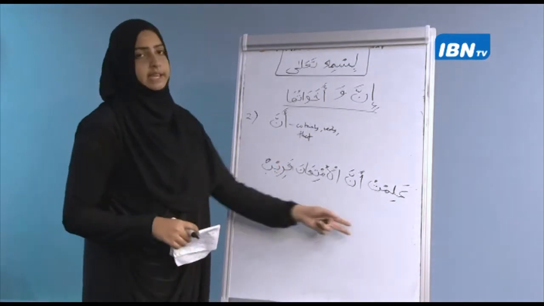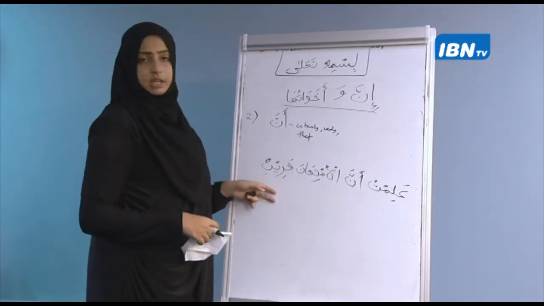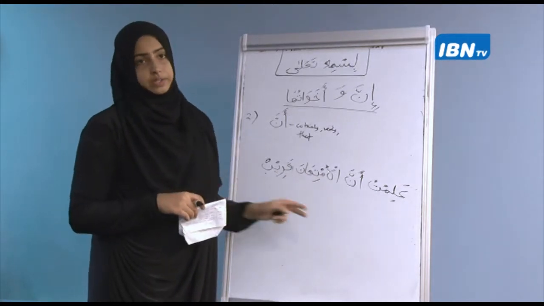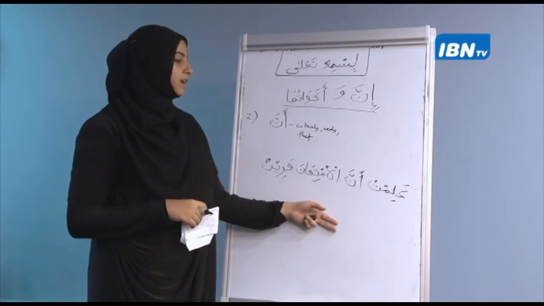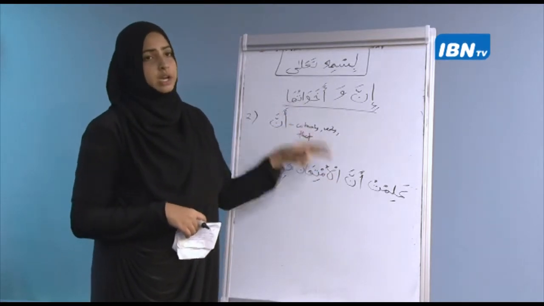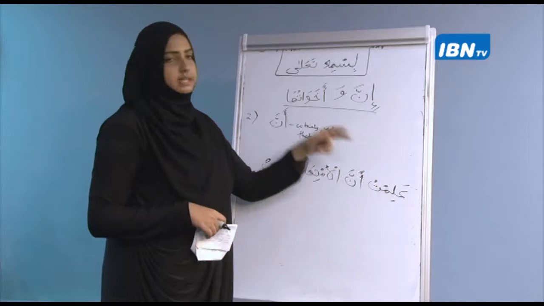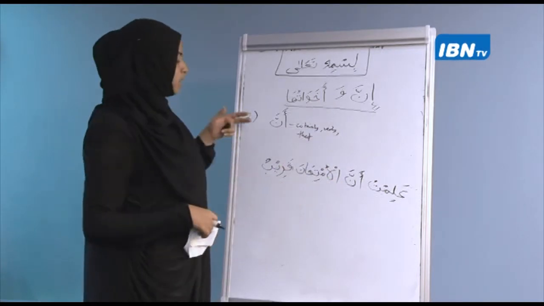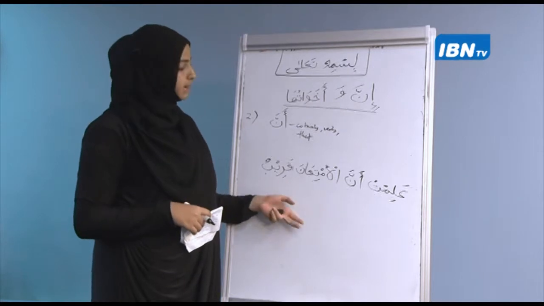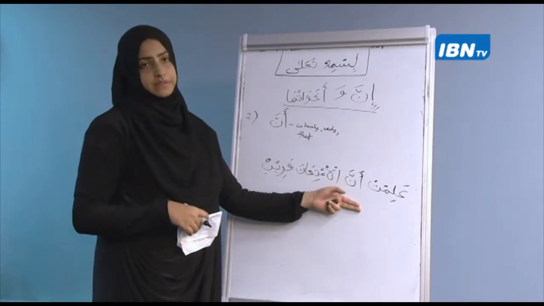Right? علمت أن الامتحان قريب. Now, if you were paying attention, you will have a question. You will ask me, okay, now you said that Inna and her sisters, all of them will come before the mubtada and before the khabar. But this is not the case here. With Anna, it has come in the middle of the sentence, right?